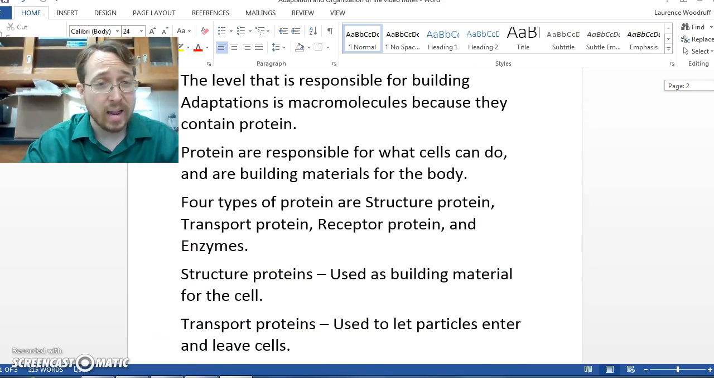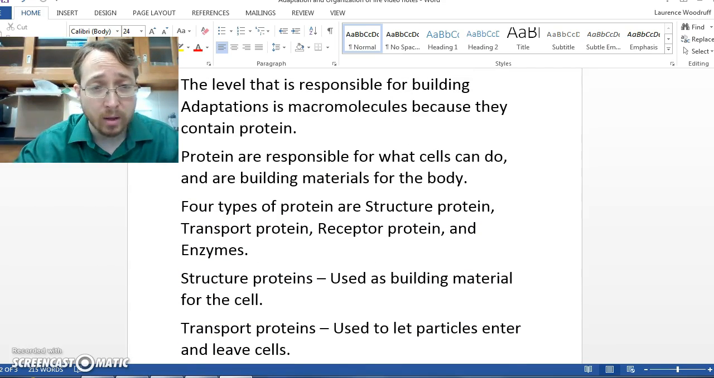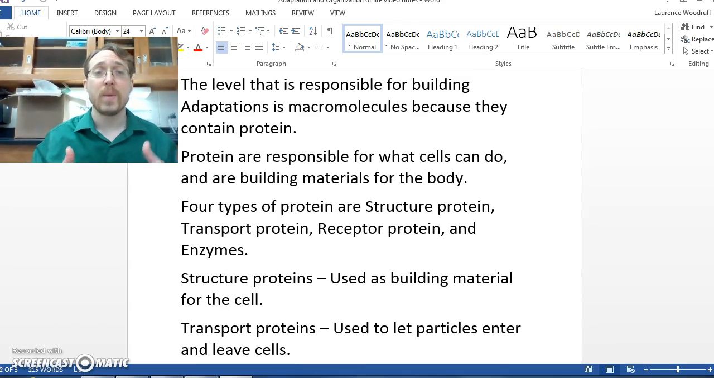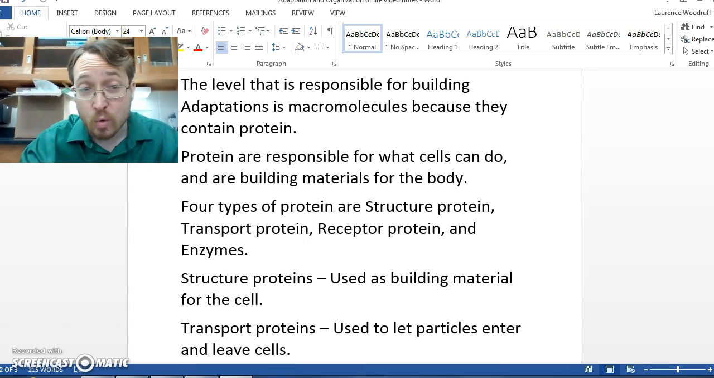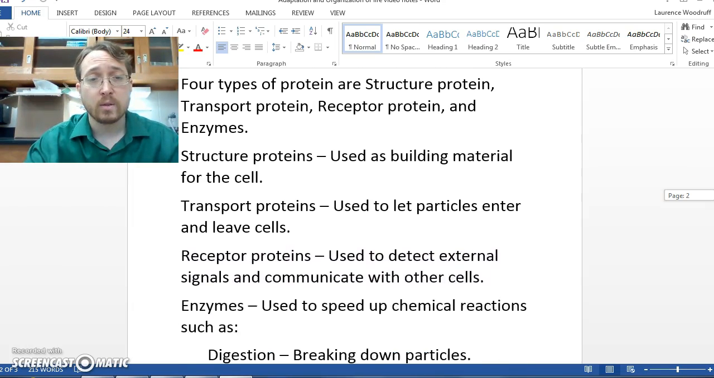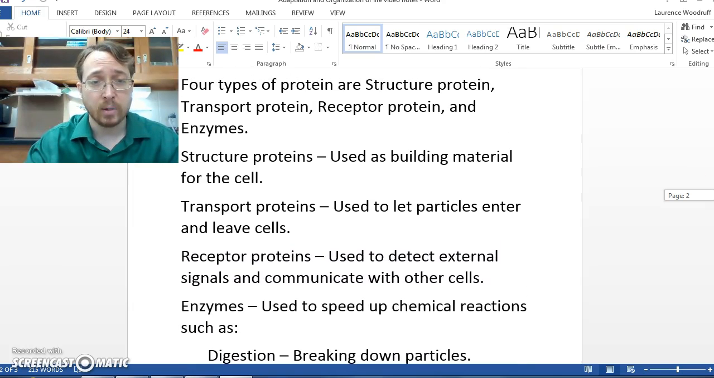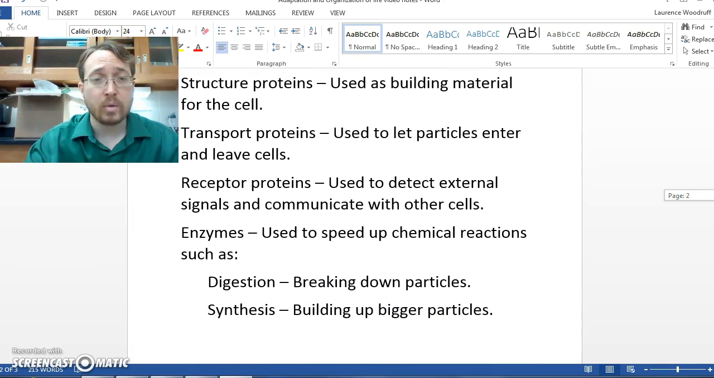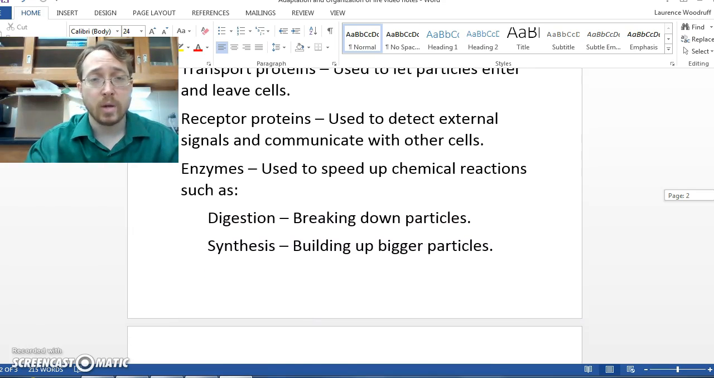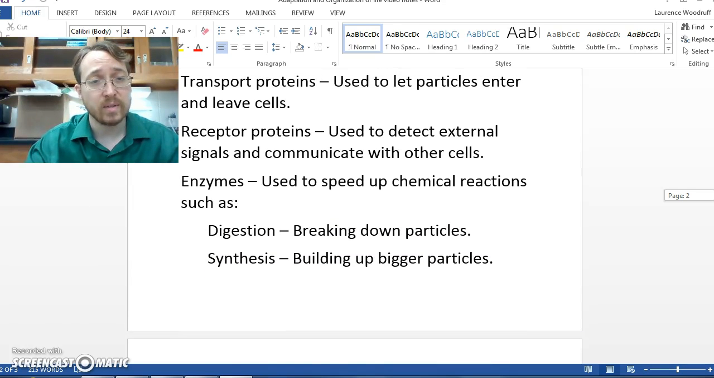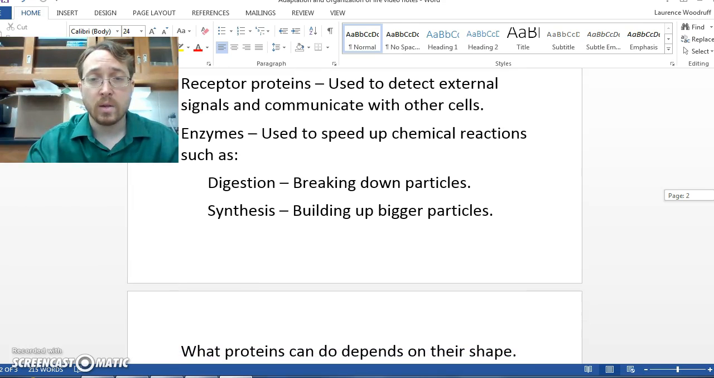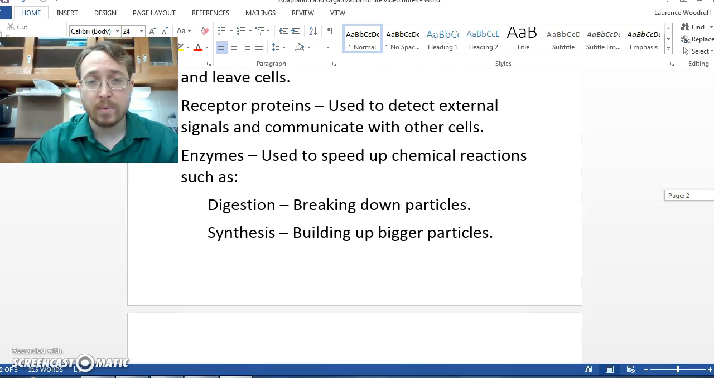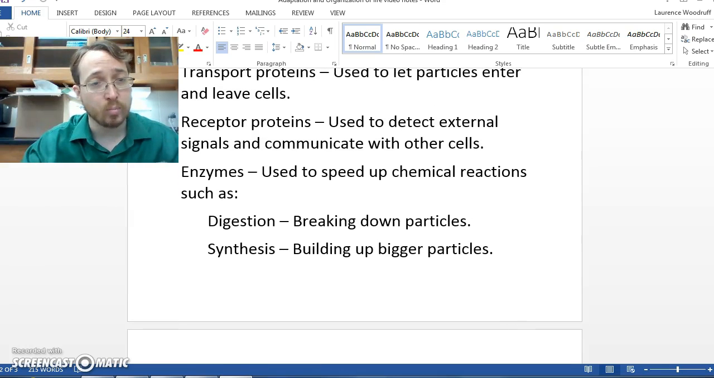Now, if we're going to understand adaptations, we have to spend a lot of time at the macromolecule level, because that's where proteins are. And proteins are responsible for what cells can do, and they're the building materials for the body. And there were 4 types that we discussed: structure proteins, transport, receptor, and enzymes. Structure proteins are used as building materials for the cell. Transport proteins are used to let particles enter and leave cells. Receptor proteins are used to detect external signals and communicate with other cells. And enzymes are used to speed up chemical reactions, such as digestion, which is breaking down particles, and synthesis, which is building up bigger particles.